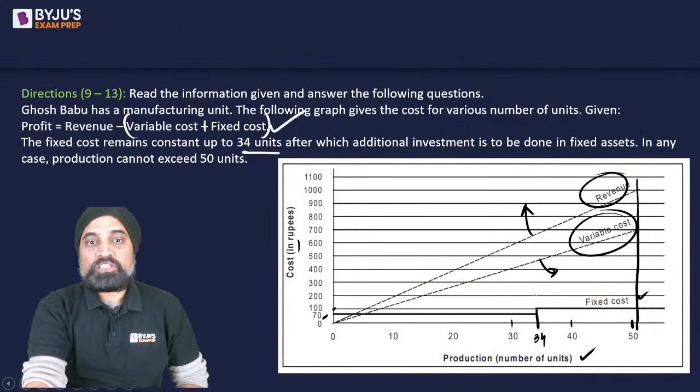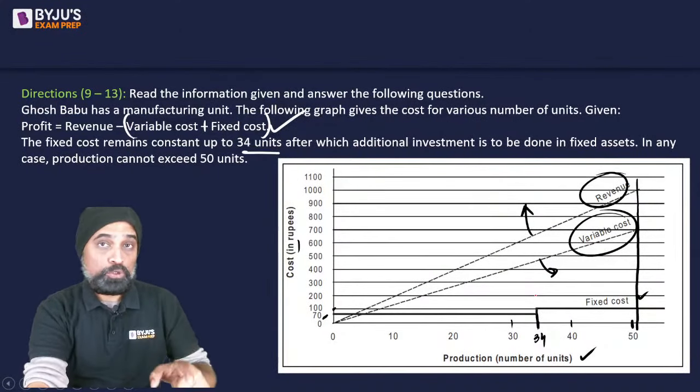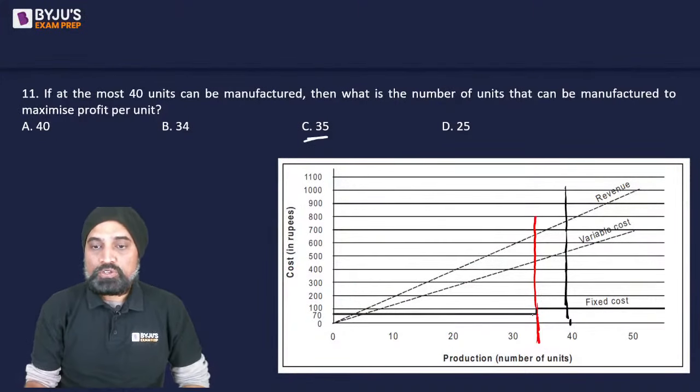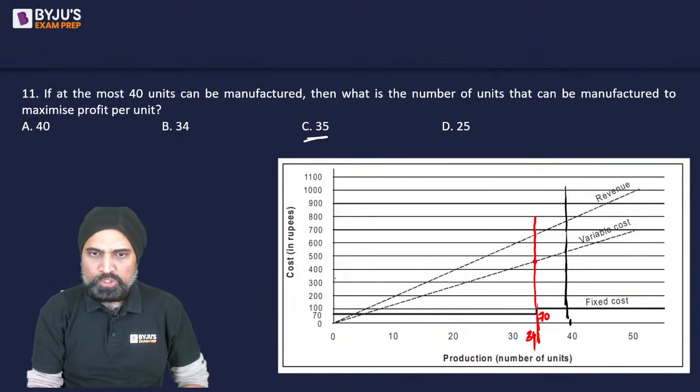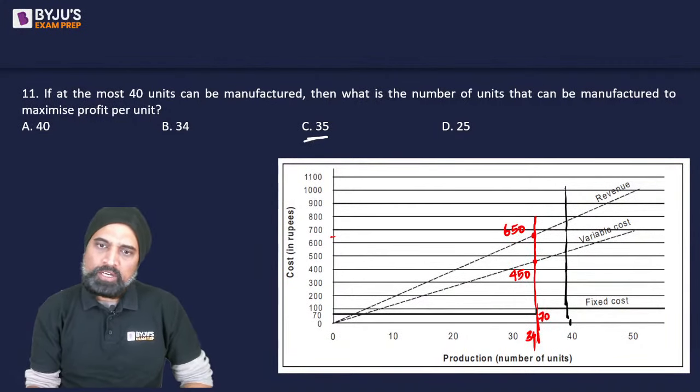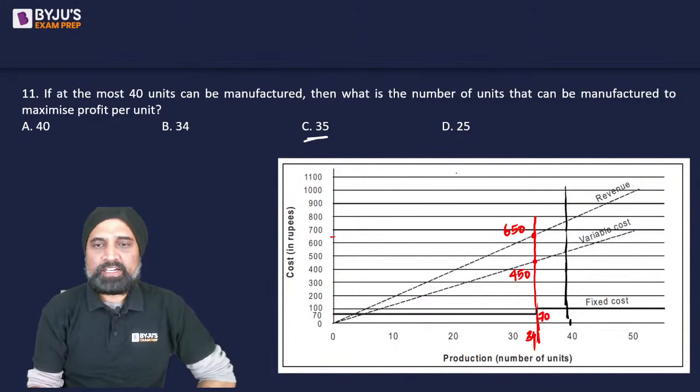So the fixed cost remains constant up to 34 units. So up to 34, it is 70 rupees. After 34, it becomes 100, right? So at 34, we have 70 rupees. This is going to be most probably exactly between 400 and 500, which is 450. And this is between 600 and 700, most probably 650. So the profit is going to be 270. So 130 divided by 34.